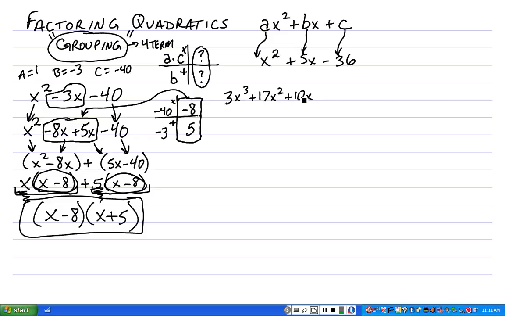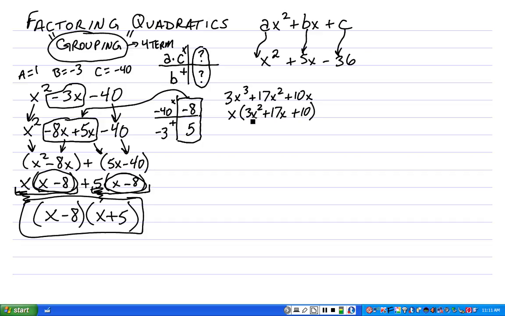So then I look at my variables, and I see I have an x present in each term. I have an x here, I have an x here, and an x here. So I factor out an x. When I factor out my x, I'm left with 3x squared plus 17x plus 10.